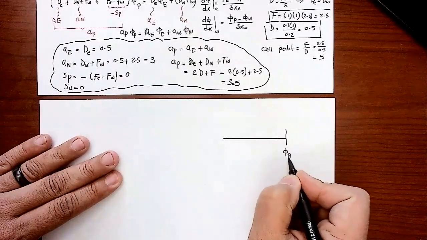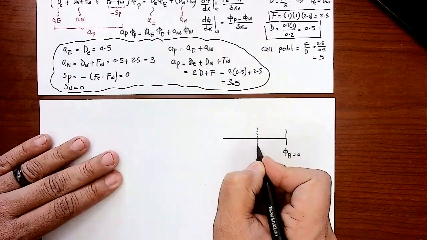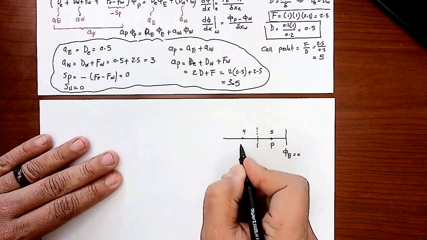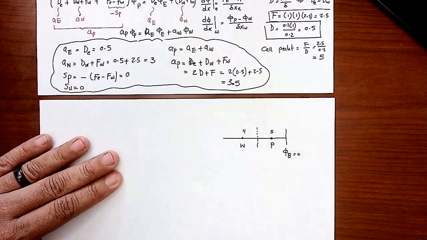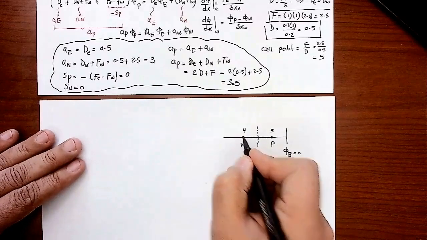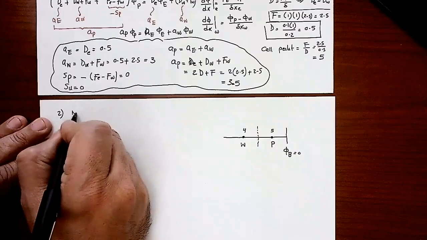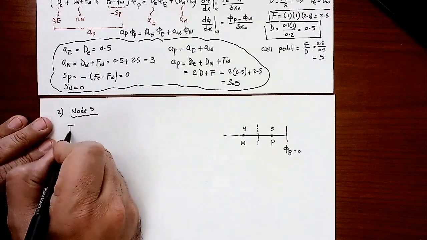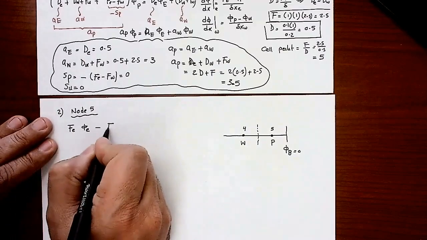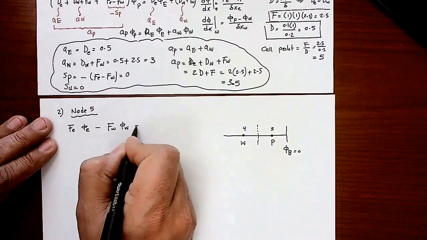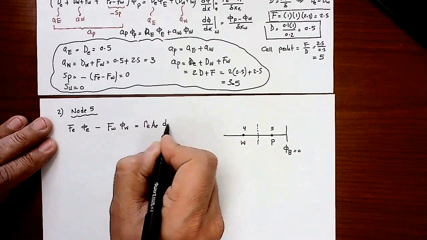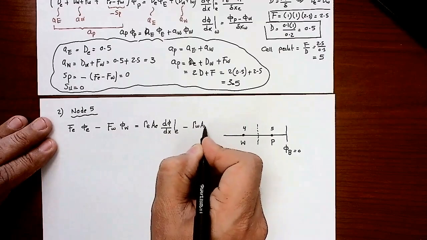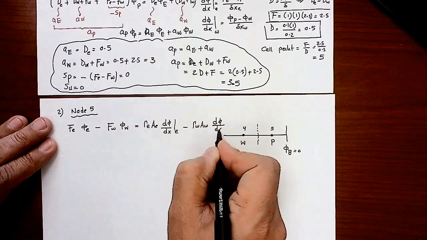So this is phi b equal 0. And this is node 5, which I'm going to call P. And this is node 4, which is the west. And there's nothing in the east here, right? So that's just this. That's number 2. It's node 5. Again, the equation is F east phi east minus F west phi west equal kappa east A east d phi by dx on the east face minus kappa west A west d phi by dx on the west face.